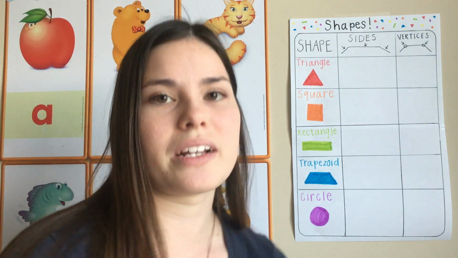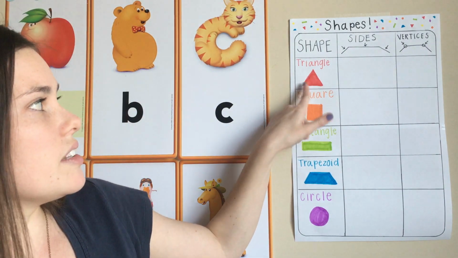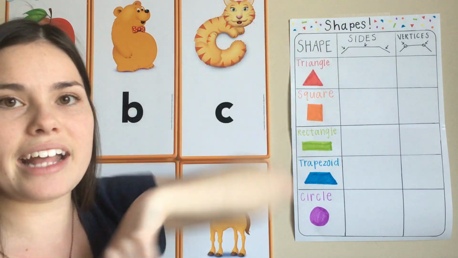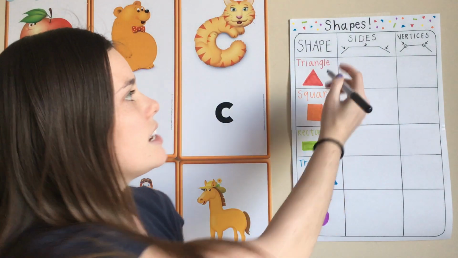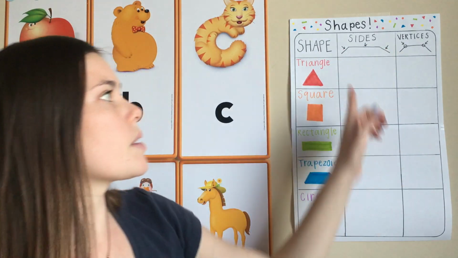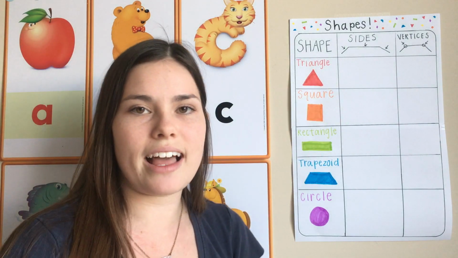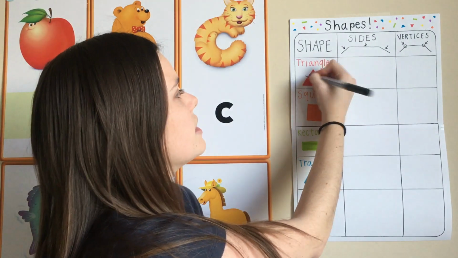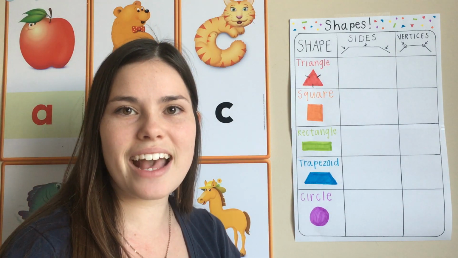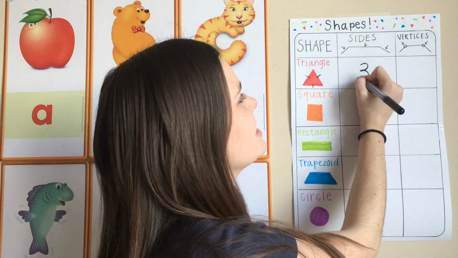Alright, so to get started, we're going to review some shapes. The first one we're going to look at is a triangle. What are the attributes for triangles? We want to look at how many sides a triangle has. A side is any straight line that meets another straight line to form a corner. So if we look at a triangle, how many sides does it have, or how many straight lines? Let's count. 1, 2, 3. So how many sides does it have? 3, correct. So it has 3 sides.